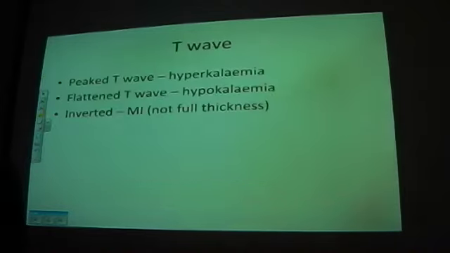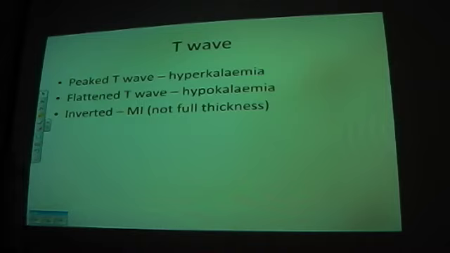Finally, at the end of the ECG, you've got your T wave, which is often sort of forgotten about. No one really looks at it that much. If it's peaked or flattened, you're looking at hyper or hypokalemia. And inverted, it's a MI but not full thickness, so this could be an MI that's happened a while back and it's repaired a bit, or maybe it's just not as severe.